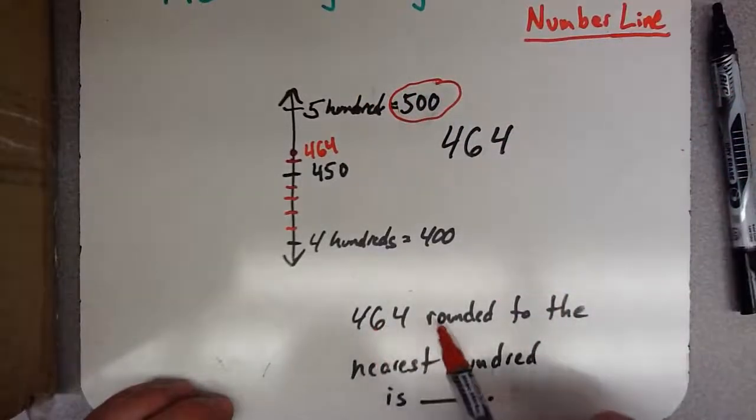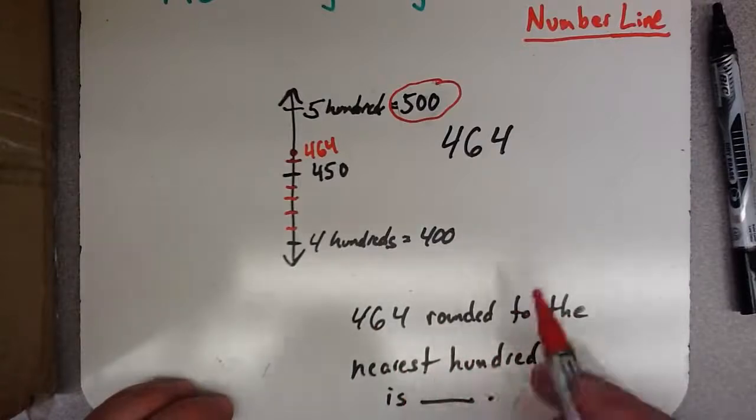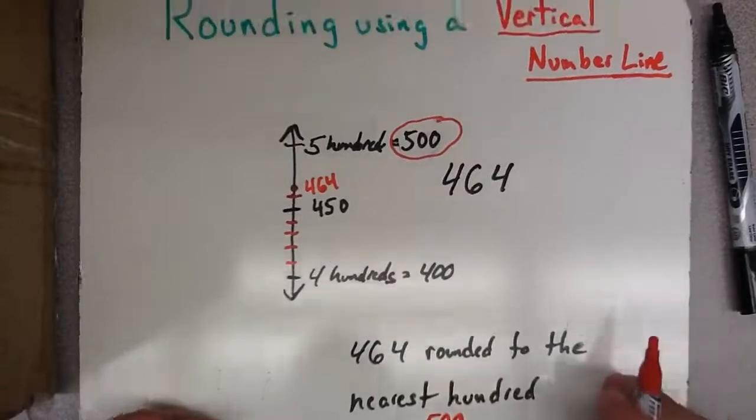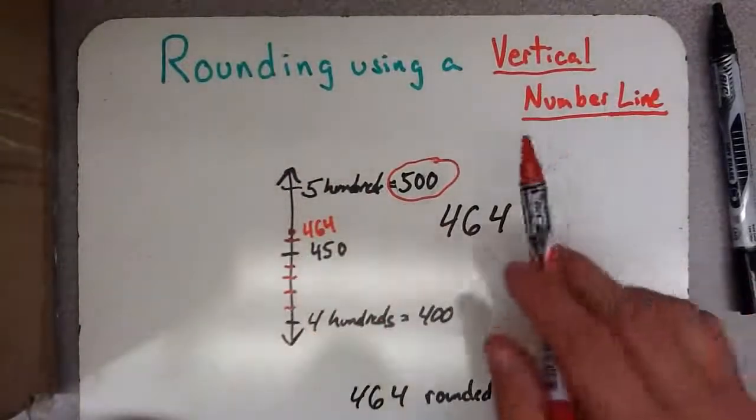So 464 rounded to the nearest 100 is 500. And that is how you can use a vertical number line to do rounding.